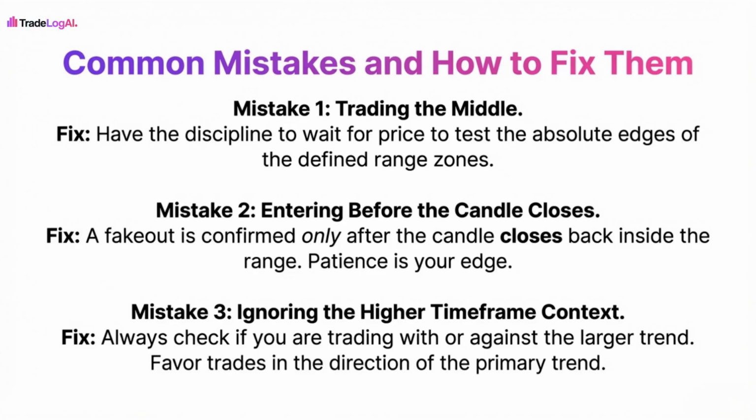Common mistakes and how to fix them. Mistake 1. Trading the middle. Fix it by waiting for price to test the true outer zones, edges only. Mistake 2. Entering before the candle closes back inside the range. Fix. The close is your confirmation. Patience is your edge. Mistake 3. Ignoring higher time frame context. Fix. Always check whether you're trading with the larger trend and prefer the higher probability side.